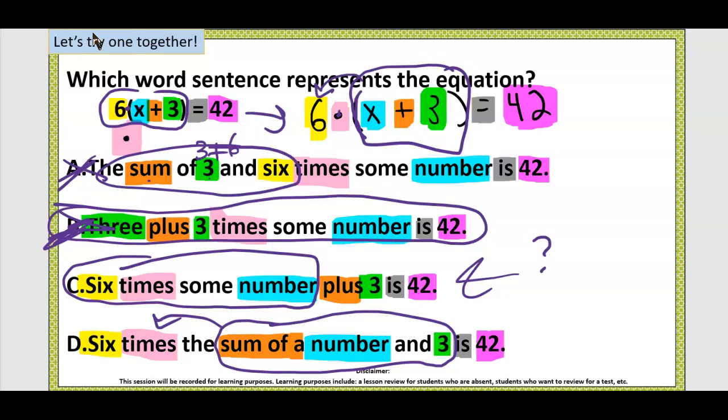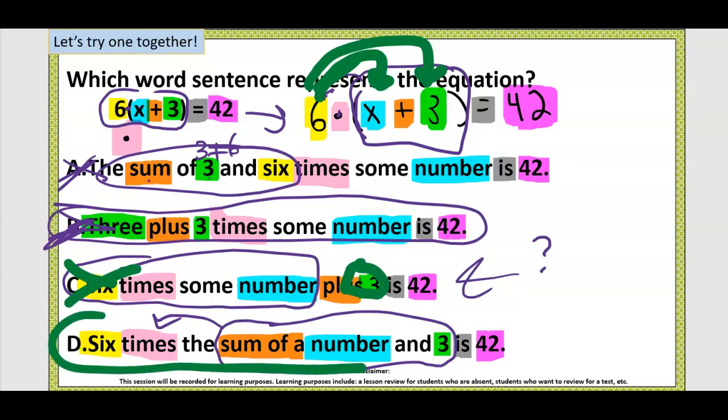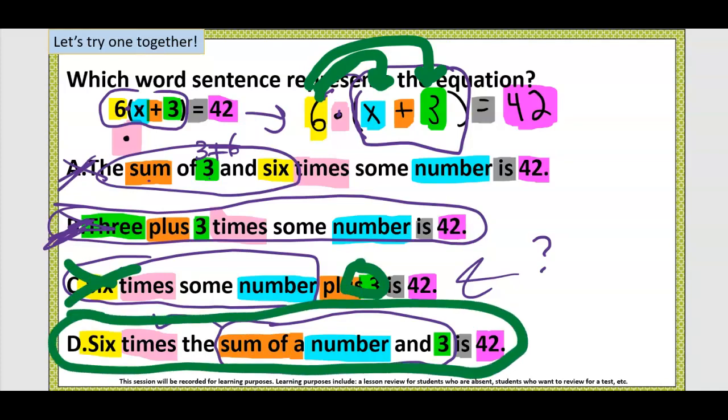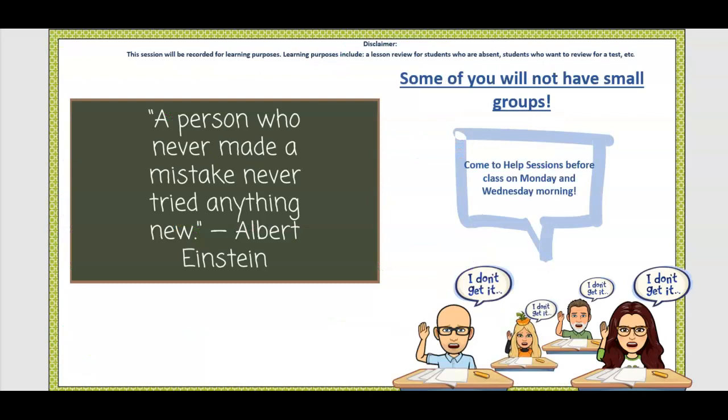C almost works, but it doesn't quite work. Because if we try to work with C, it would look like this: 6 times a number plus 6 times 3 equals 42. And it's not saying that. It just says plus 3, not 6 times 3. It's missing that 6 times 3 part right here. So that's not it. It's got to be D. Yay! We're done.